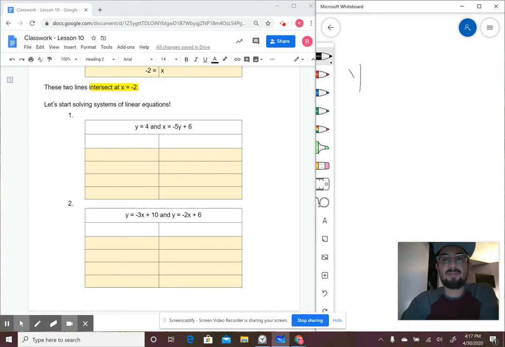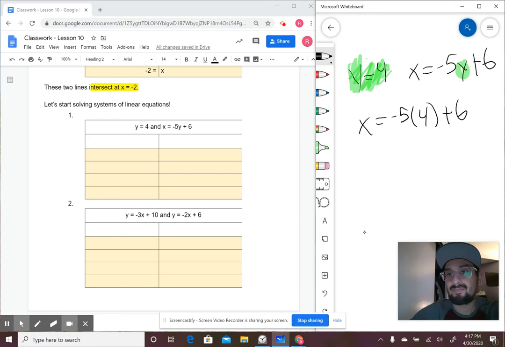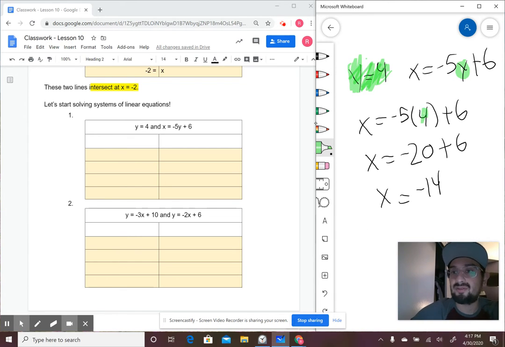So y equals 4 and x equals negative 5y plus 6. So we're going to substitute this y here, that's here, over here. So we're going to have x equals negative 5 times 4 plus 6. X equals negative 20 plus 6. X equals negative 14. So that's where that substitution took place right there. You see that y became 4, because that's what it equals.